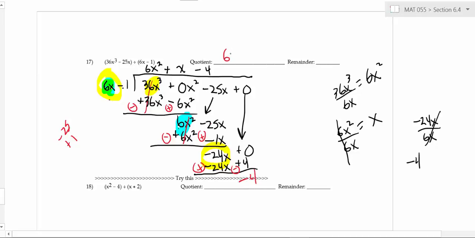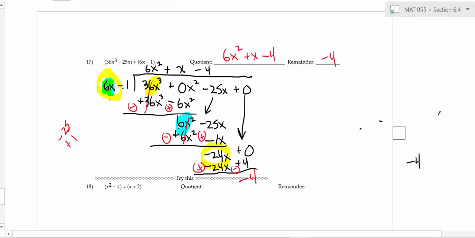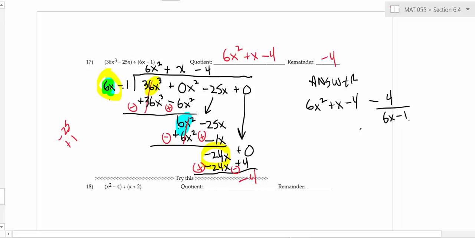So you have a quotient of 6x squared plus x minus 4, and a remainder of negative 4. If you want to write the answer, I also want you to write it out so that you don't forget how to do this. The answer you write is 6x squared plus x minus 4, then minus 4, the remainder, over the divisor. That minus should really be just in front of the fraction bar. That's how you write the answer: quotient, minus this over that. It's the same thing you learned in elementary school, I promise you.